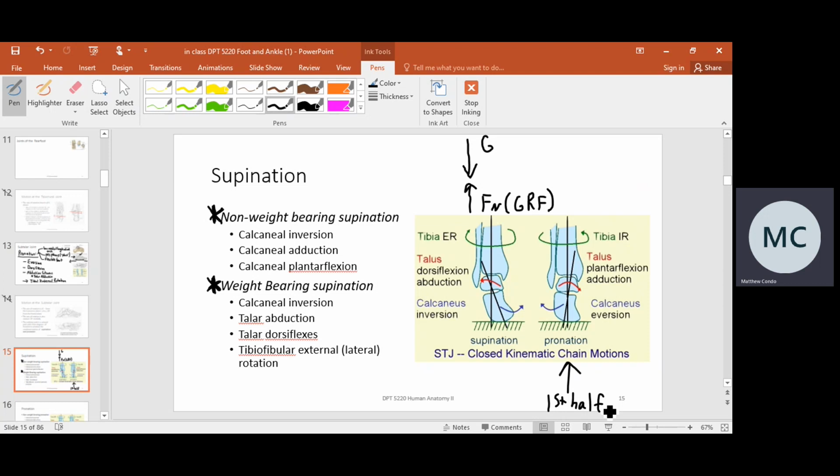That's going to happen during the first half of the gait cycle, because during that first half, remember, my job is to disperse as much force as possible. Therefore, I need to create as flexible a system as possible. This is the difference between landing on a big air mattress and landing on the ground.